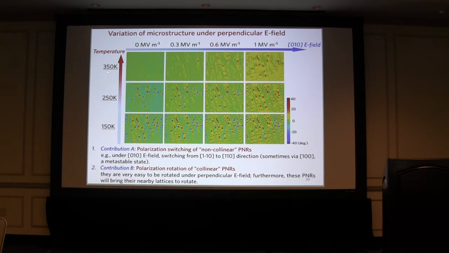We can see in the case of 350 Kelvin, with applying the 0-1-0 electric field, it looks like polar nano regions are much easier to be rotated by the electric field. This will contribute to the transverse dielectric response.